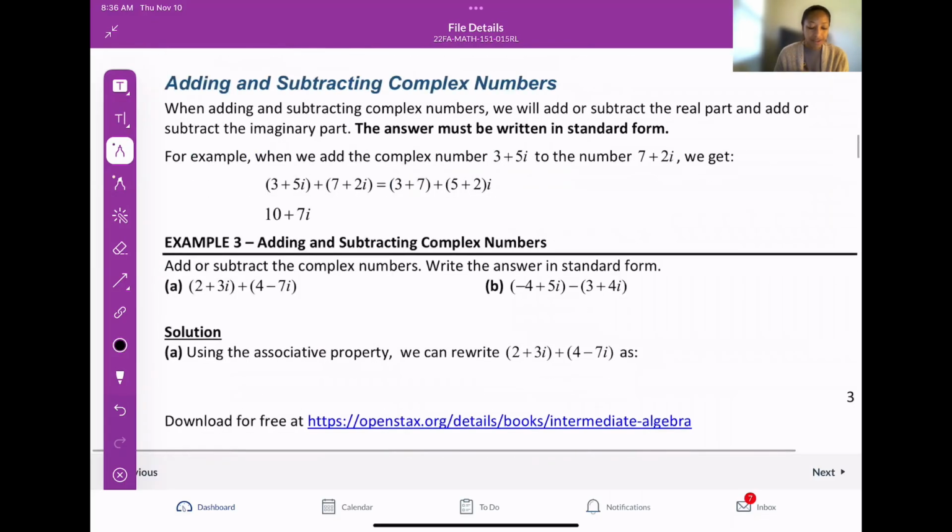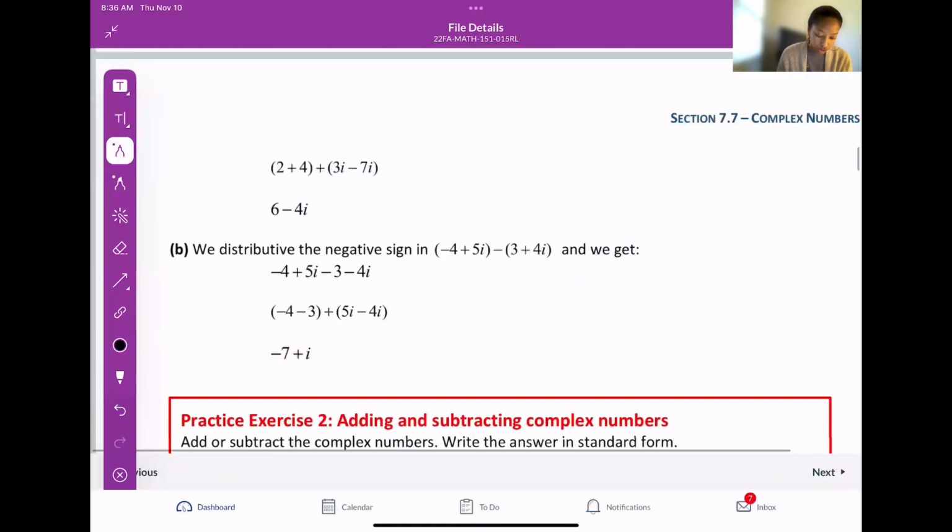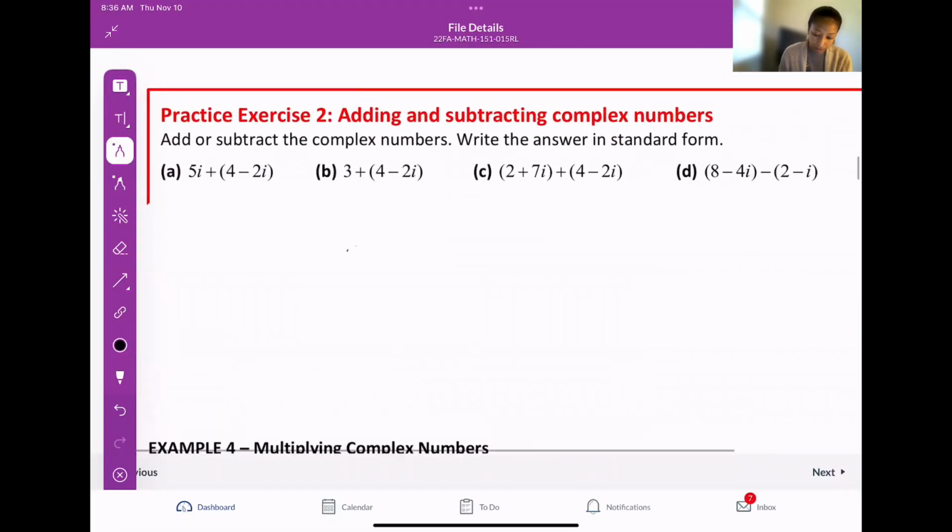All right, fun stuff. Adding and subtracting complex numbers. So we can add and subtract complex numbers by adding and subtracting the corresponding parts. So add the real parts together, add the imaginary parts together, and then simplify. Same thing for subtraction. I'm going to jump to the practice problems here.